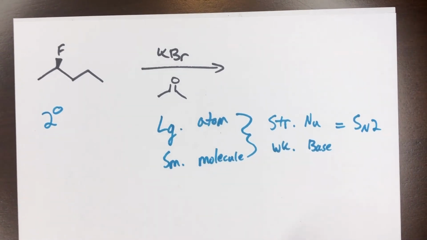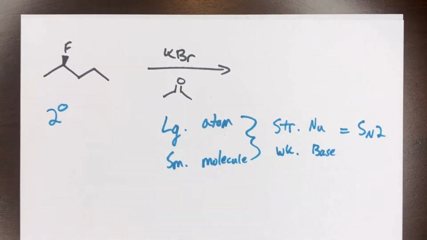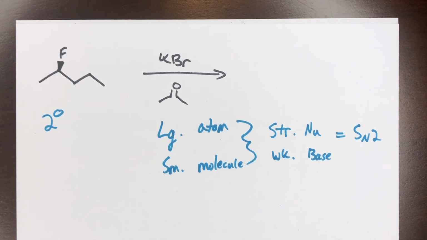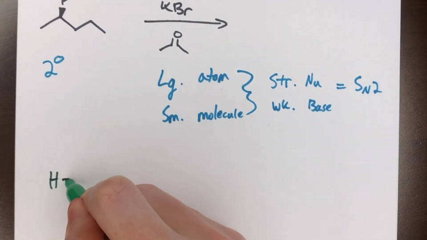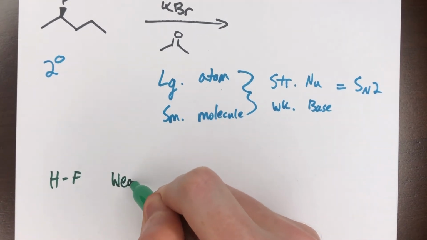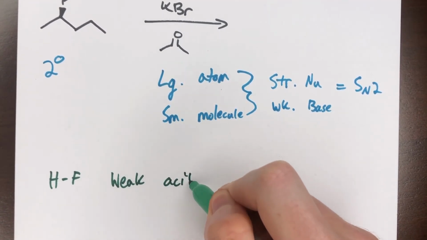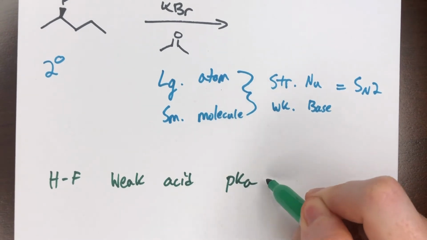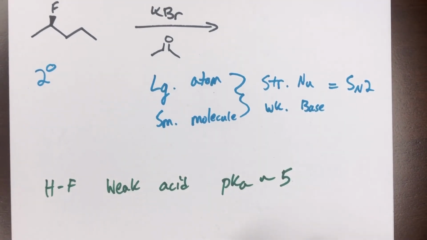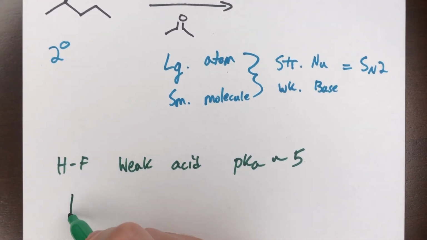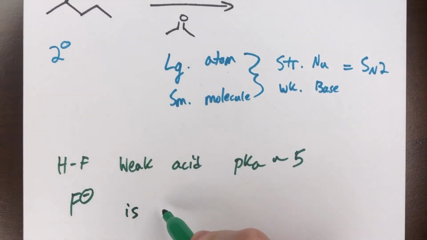The problem with this, though, is the leaving group. Fluoride is a horrible leaving group. Terrible leaving group. And the reason is because HF is a weak acid. pKa, I don't know, somewhere around 5. Look that up to be sure, but it's somewhere about 5. It's not strongly acidic, which means that the conjugate base, F minus, is a pretty strong base.